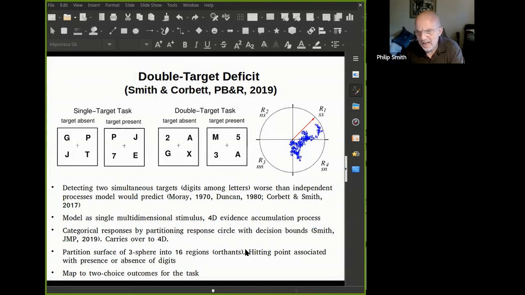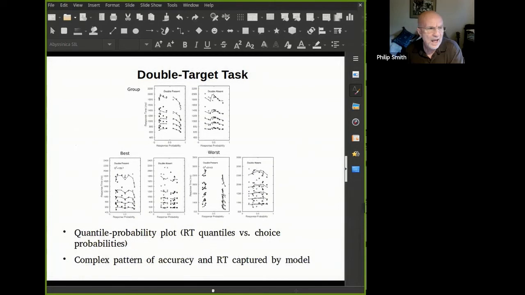Now, I don't want to say a lot about this. Just to give you a very brief sense of the flavour of it, I'm just going to show you the double target task. We have modelled the single target task too, and what I'm showing you is the group data and the best and the worst of the individual participants. The data here are represented in the form of a quantile probability plot, where we plot quantiles of the response time distributions against the choice probabilities for correct responses and errors.